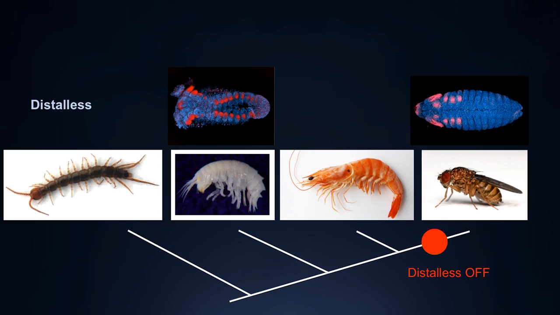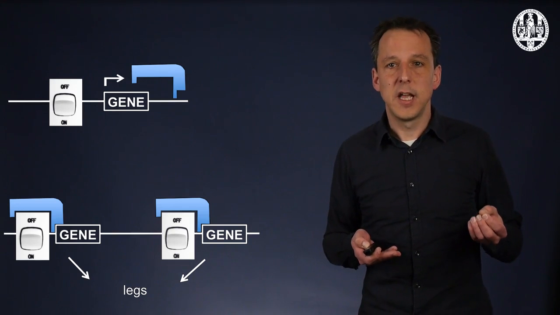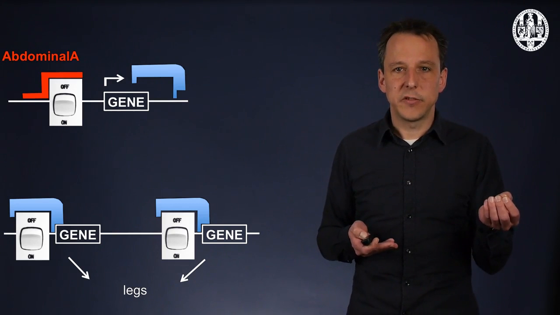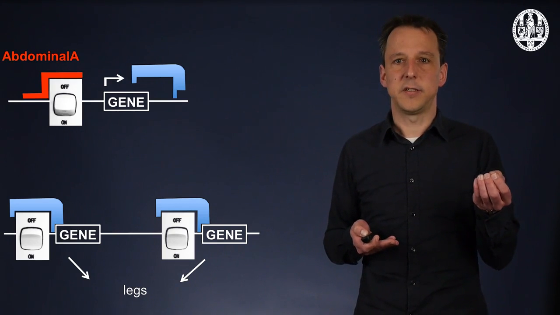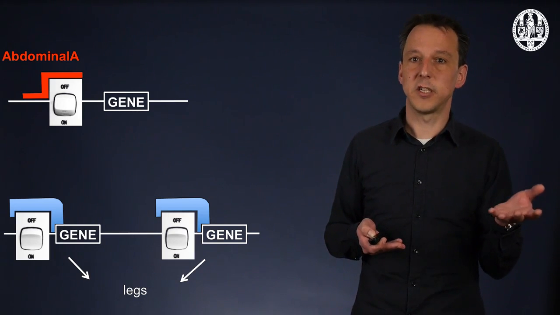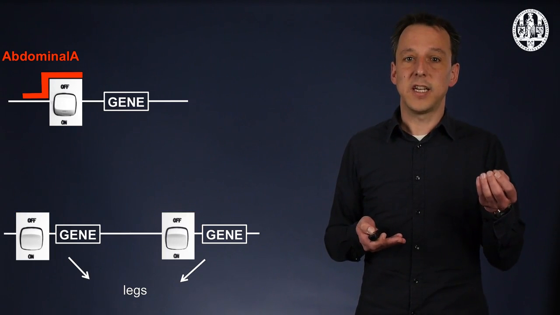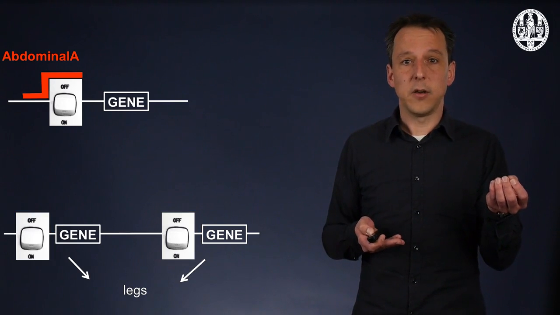in the abdomen. The fruit fly is actually very well studied, and we exactly know the 2 genes that do that. And one of them is abdominal A. And it is expressed exactly in the abdominal segments where it switches off distalis. Thus, what happens is abdominal A binds to the switch of distalis and switches off distalis. No distalis protein is being made. Thus, distalis does not bind to the switches of the leg genes and does not switch the leg genes on. They remain off.